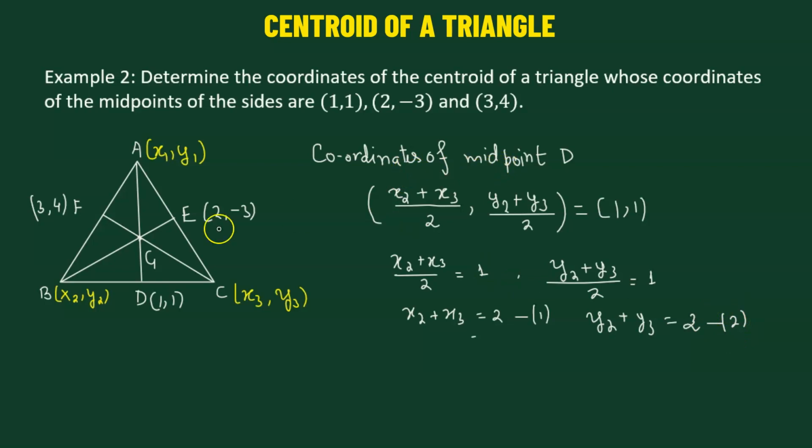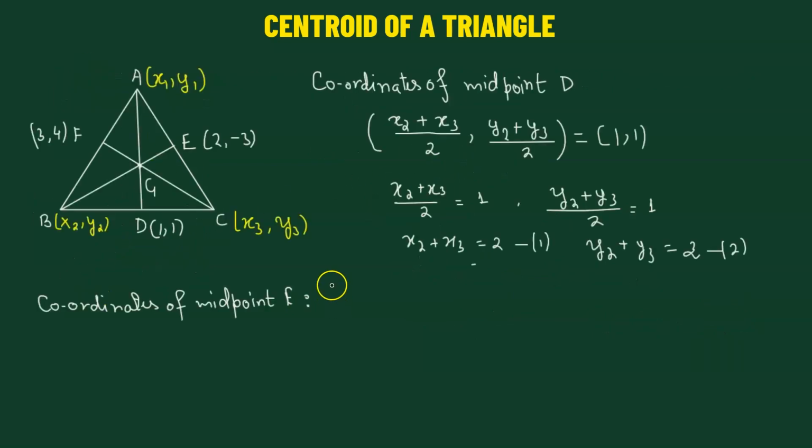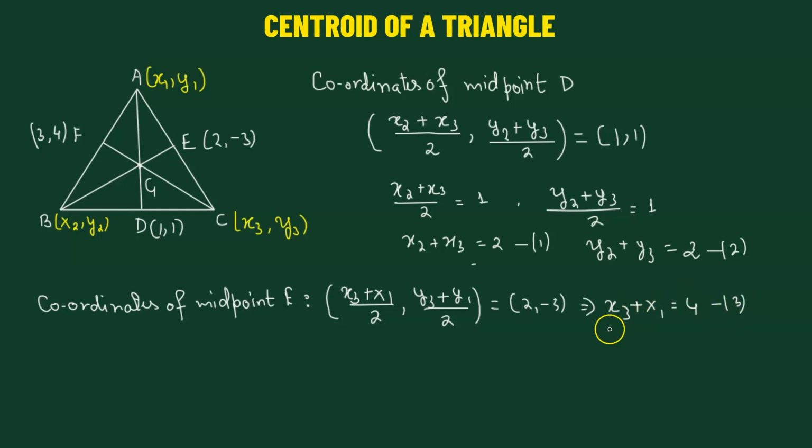Similarly, we can define the coordinates of the midpoint E. The x coordinate is going to be, we'll have to consider the x coordinates of the vertices A and C. So we have x3 added to x1 divided by 2, and the y coordinate will be y3 plus y1 divided by 2. And that's given here as the coordinates of midpoint E, that's 2, negative 3. So when we equate this and form the equation, we get x3 plus x1 equal to 4. Let this be equation number 3, and we get y3 plus y1 equal to negative 6. Let this be equation number 4.